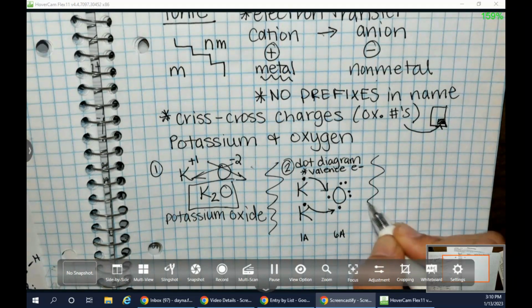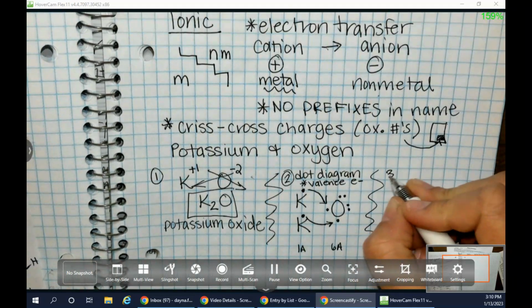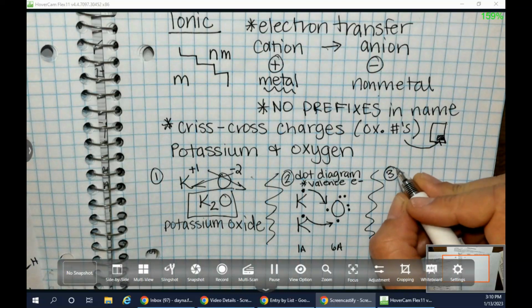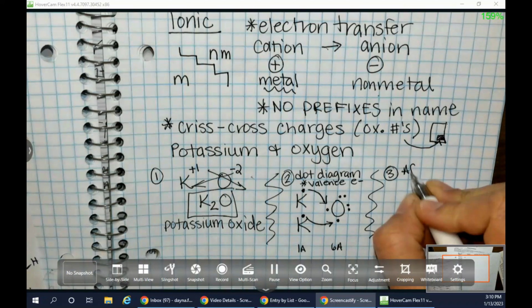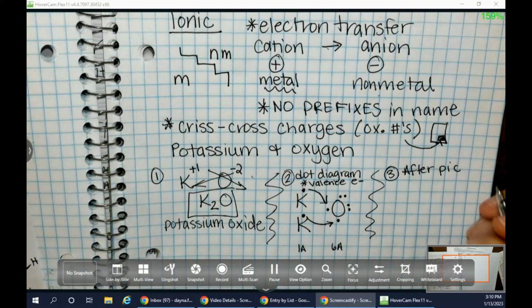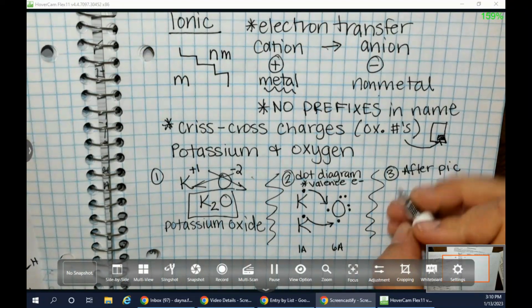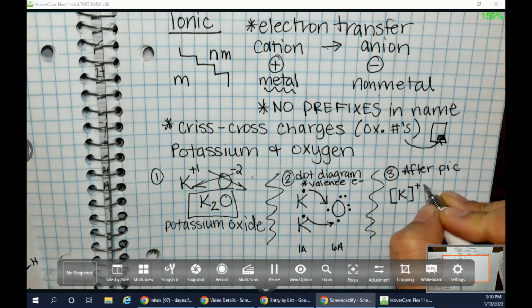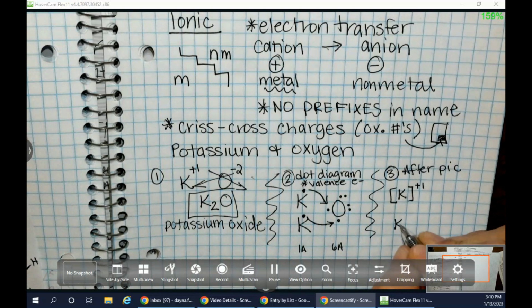Once you have the arrows drawn, you're on your last step, and that is brackets and charges. So the after picture. You're going to use brackets to show that potassium did turn into a cation with a +1 charge. So you have to draw both of them.